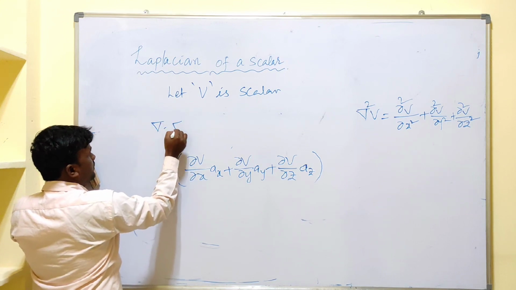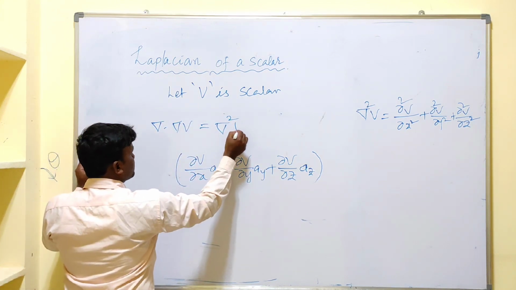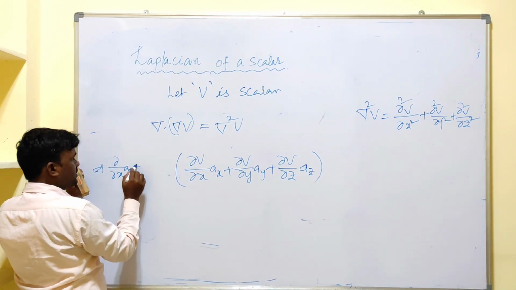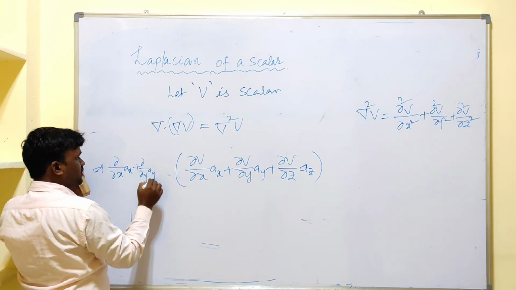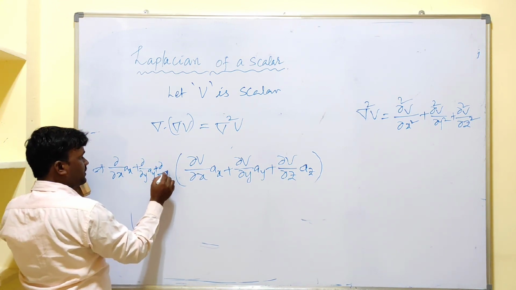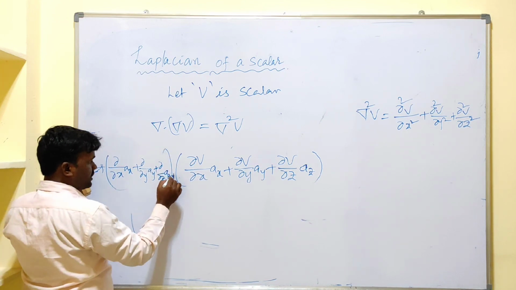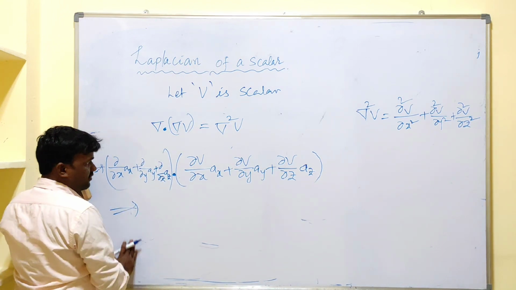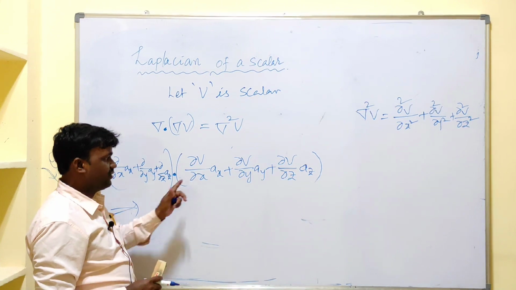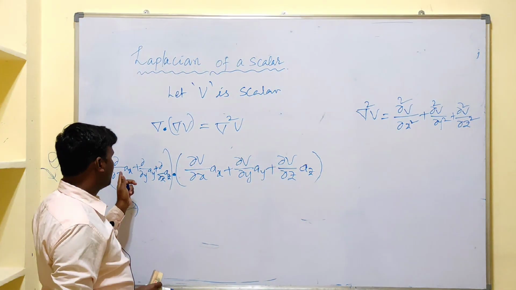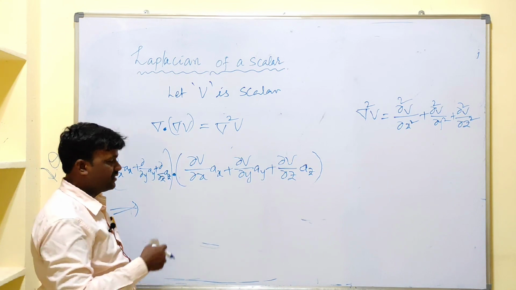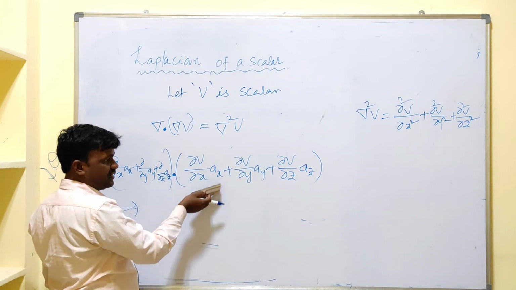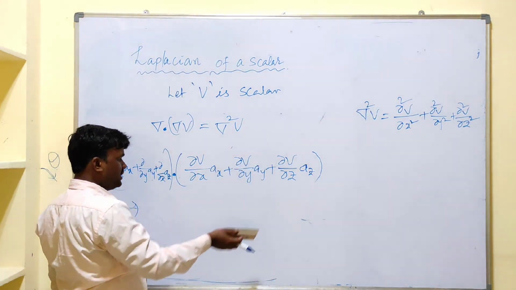Del dot del v is equal to del square v. Now this can be written as: del can be written as dou by dou x ax, for y dou by dou y ay, for z it is dou by dou z az. You can write like this, dot product, del dot del v. Now we will get a finite value for ax dot ax, ay dot ay, az dot az, and the remaining ones, that is ax dot ay and ax dot az, are 0. Similarly, ay dot ax, ay dot az are also 0, az dot ax is 0, az dot ay is also 0.